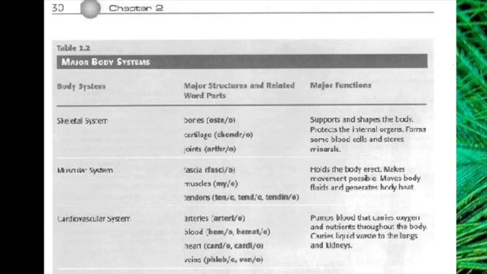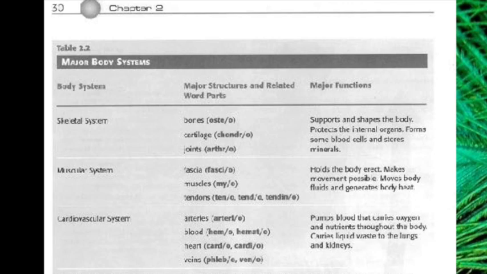Alright, starting at the top of page 30, we have major body systems. Starting off, we have the skeletal system. The skeletal system supports and shapes the body, protects the internal organs, forms some blood cells, and stores minerals. We have three different things that make up the skeletal system. We have bones. The word root for that is osteo. We have cartilage. The word root for that is chondro. And we have joints, where two bones meet, which are called arthro for their word root.